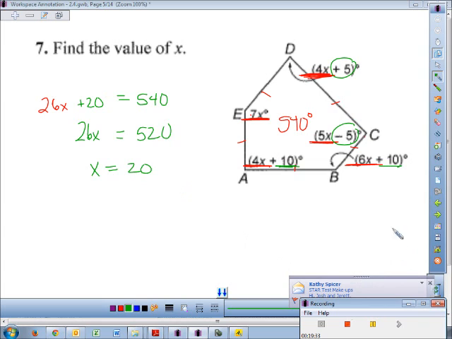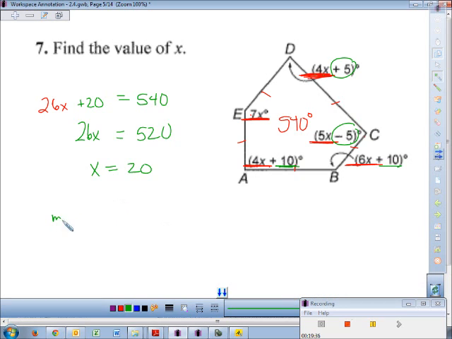This should be something that you could do mentally, right? So 4 times 20 is 80. Add 5 to it. What do you get? So measure of angle D equals 85 degrees. Can I call that angle D, or do I got to call it by 3 letters?